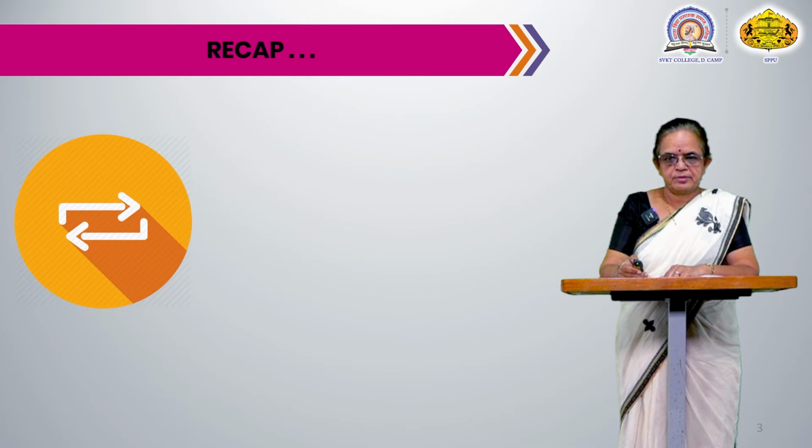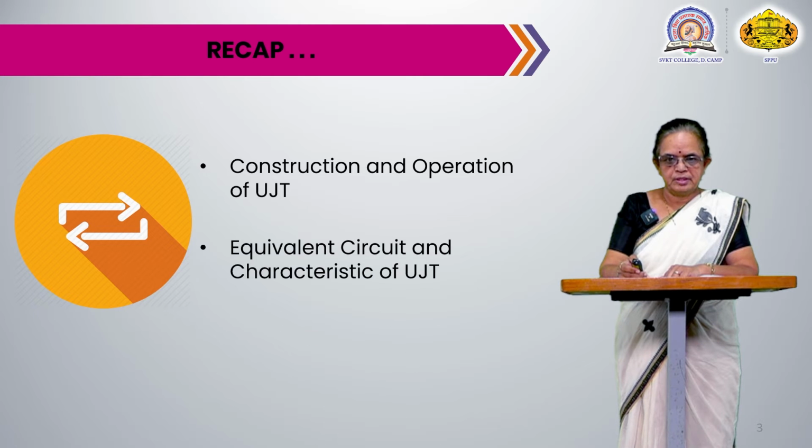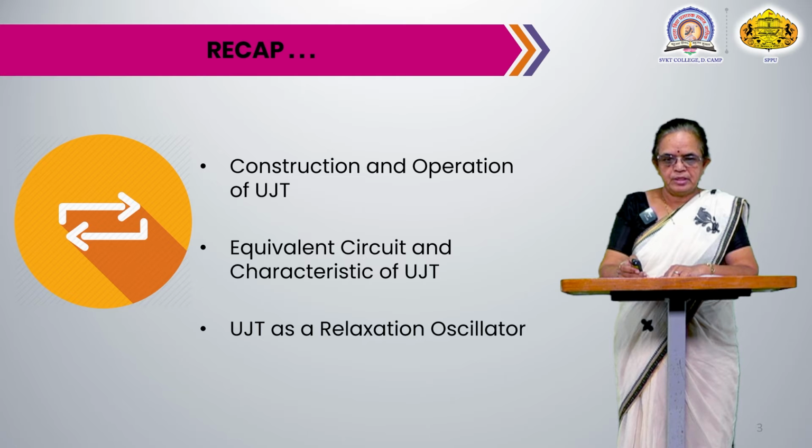Today's lecture is SYBSc Physics Paper 2, Electronics, and the topic name is Operational Amplifier. In the last lecture, we saw the construction and operation of UJT, the equivalent circuit of UJT, the characteristic of UJT, and the application of UJT as a relaxation oscillator.